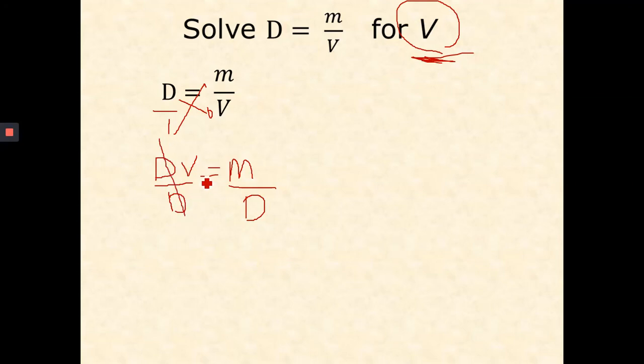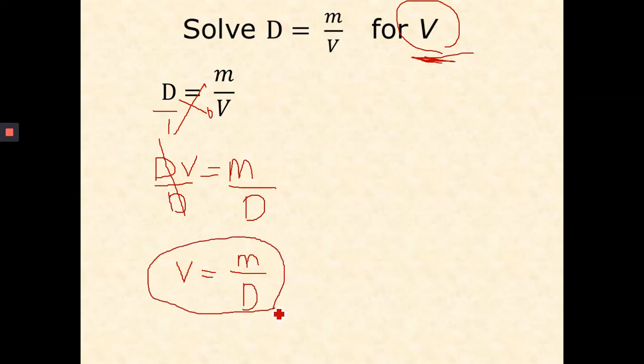So the remaining variable is v equals m over d. Okay? So this is now the final answer. V is equal to m over d.